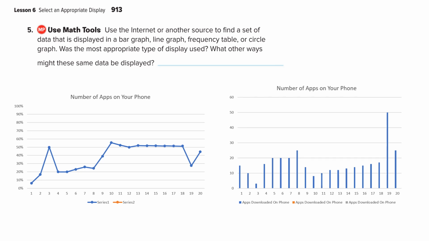Here are two different graphs. They're graphing the same exact thing: number of apps on your phone. So 20 people were surveyed and their information was gathered. Which graph shows the information better? Well, obviously it is going to be the one on the right, the bar graph. This is because a line graph shows change over time. A bar graph, on the other hand, is clearly showing the amount of apps each person has.